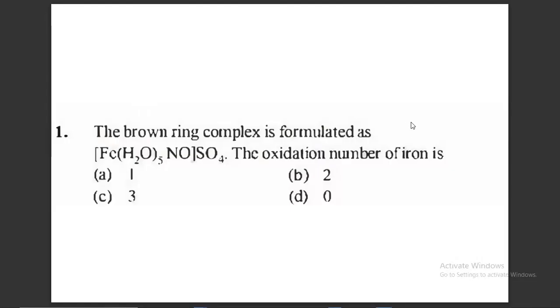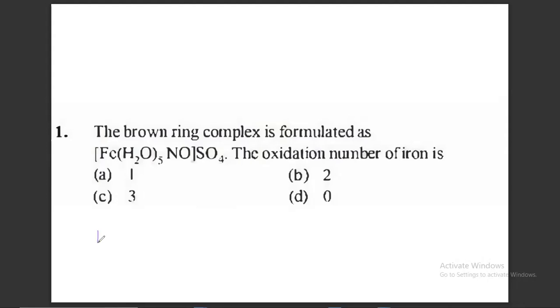Question number one. The brown ring complex is formulated as an iron complex salt. The oxidation number of iron in this complex would be. So here you are asked to determine the oxidation state of iron in this salt, penta-aqua nitrosyl ferrous sulfate, the brown ring salt formed during your nitrate ring test. So let us consider the oxidation state of iron to be x.